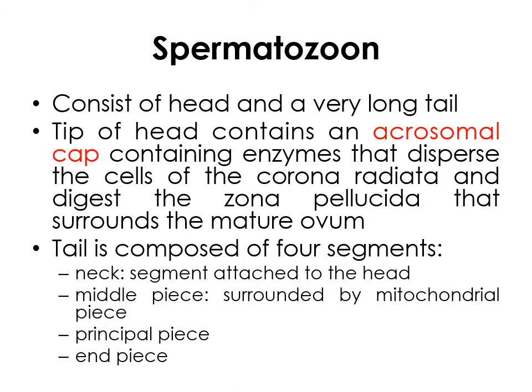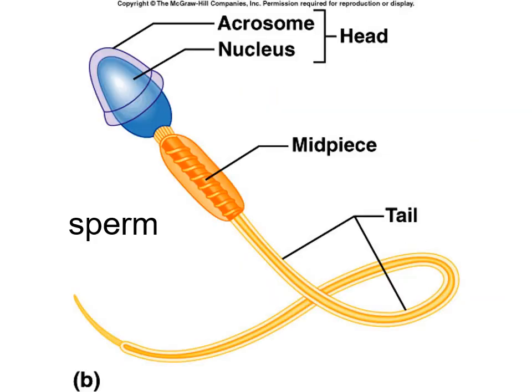A spermatozoon consists of a head and a very long tail. The tip of the head contains the acrosomal cap that contains enzymes. The tail is composed of four segments: the neck segment attached to the head, the middle piece, the principal piece, and the end piece. So that's the acrosome or acrosomal cap. In the head, the nucleus is also found. We have the mid-piece and the tail.